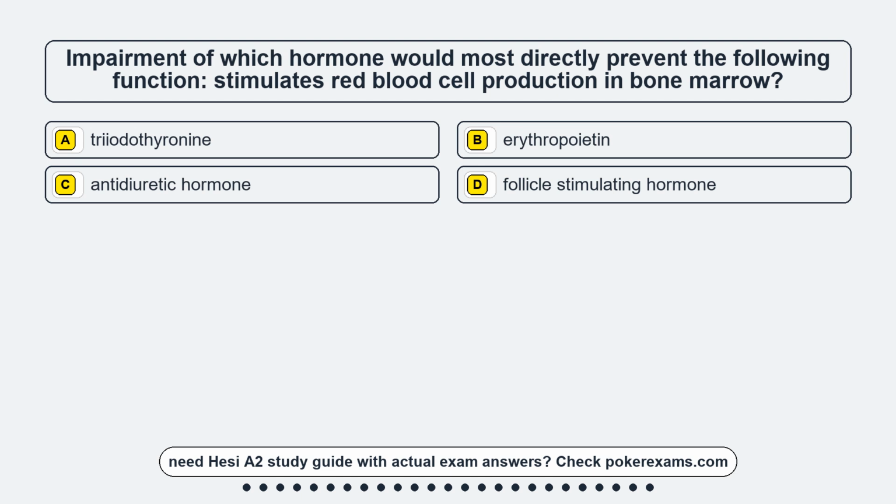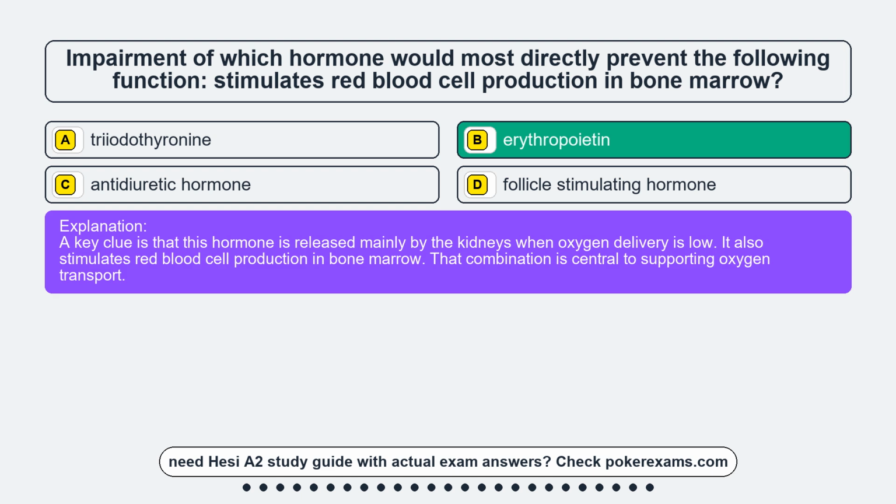Question 24. Impairment of which hormone would most directly prevent the following function? Stimulates red blood cell production in bone marrow. Option A, triiodothyronine. Option B, erythropoietin. Option C, antidiuretic hormone. Option D, follicle-stimulating hormone. The correct answer is option B, erythropoietin.